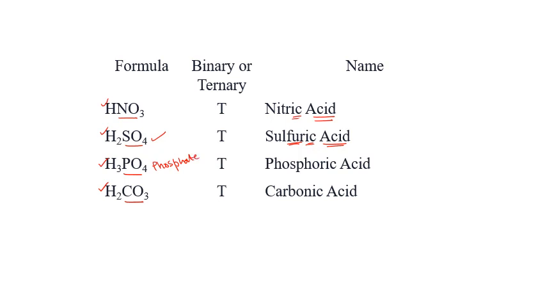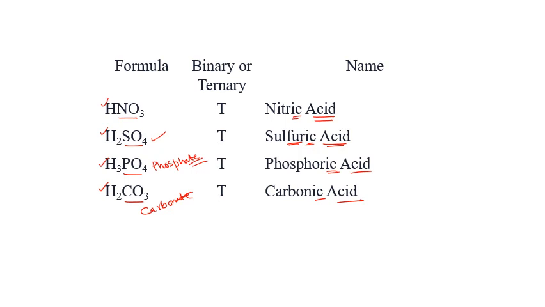Phosphate we are changing to, also ATE is changing to phosphoric acid. And carbonate, this is carbonate ion. So start with the polyatomic. So it is carbonic. So ATE is changing to IC acid. So remember all these contain a polyatomic ion.